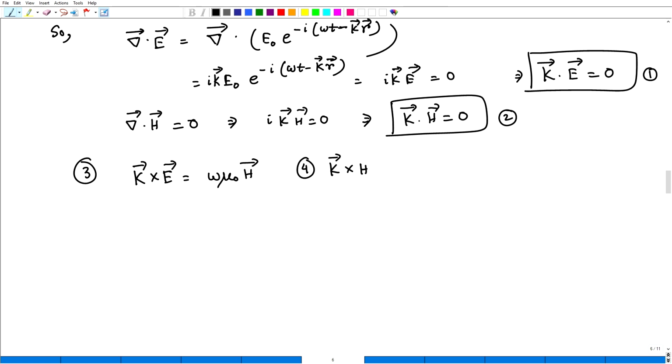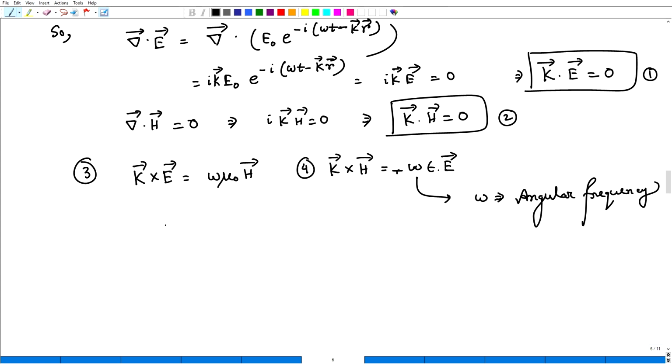So these are also Maxwell's equations, but in terms of the wave vector. So this will be minus omega epsilon naught. So these are the four equations. What is omega? Omega is our angular frequency. How is it related? Omega equals c times k.